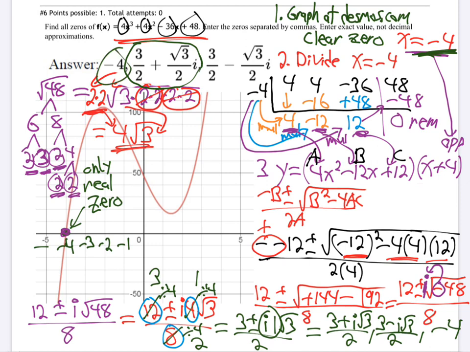Negative 4. There's the negative 4. There's the 3 over 2 minus root 3 over 2i. There's our three answers. You can enter it either way. One big fraction, or two separate fractions. It doesn't matter. It's all the same. There's our three answers. That was a tough one. There we go.